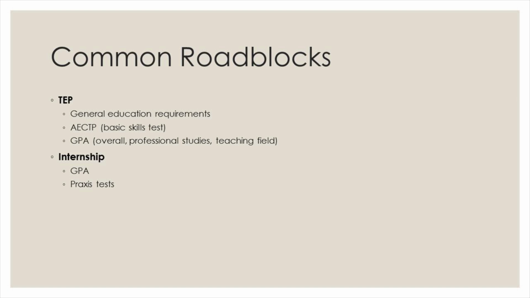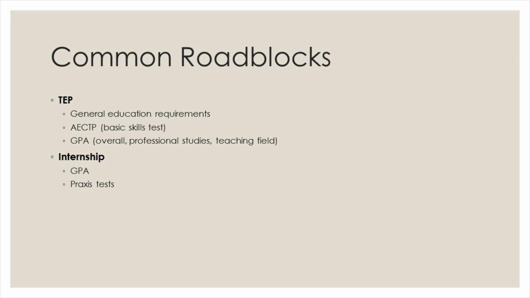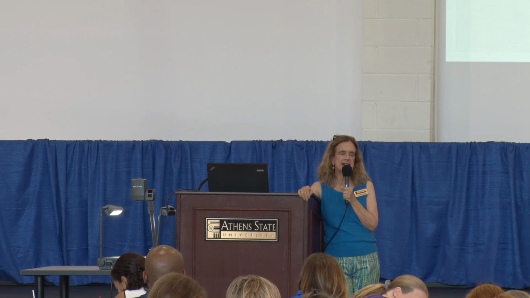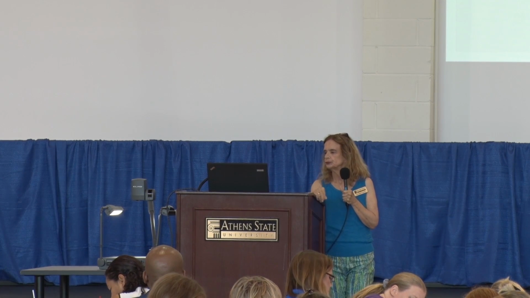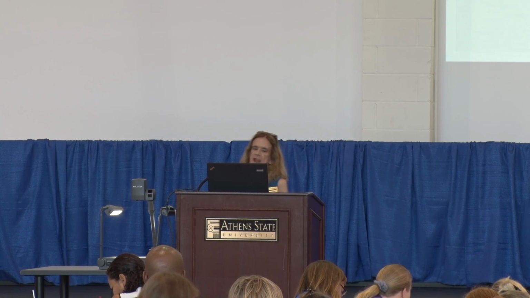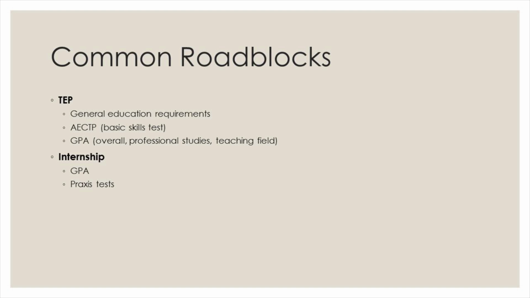Okay, I mentioned earlier, you must complete all of your general education courses before you can be formally admitted. You must have a passing score on the AECTP Basic Skills Test, which is reading, writing, and math. That's why we recommend, if at all possible, that you take that Basic Skills Test this semester. And then I've mentioned GPA: now you have to have a 2.75 overall, in your professional studies courses, and in your teaching field.